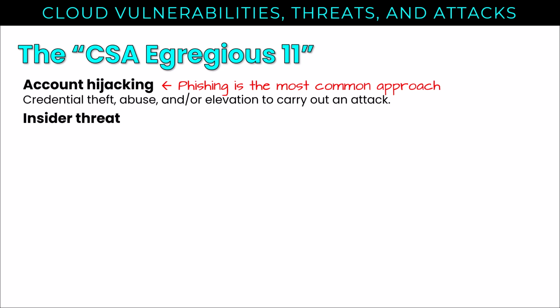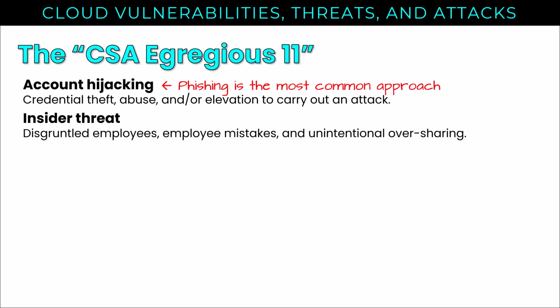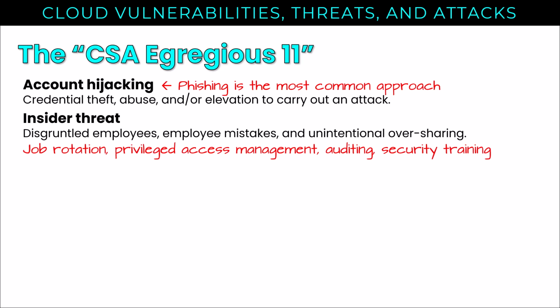Insider threat. So the vulnerability here are disgruntled employees, employee mistakes, and unintentional oversharing. So notice the threat is both due to intentional damage and unintentional damage. So job rotation and privileged access management will help us deal with the intentional, and auditing and security training can help us to identify the unintentional.